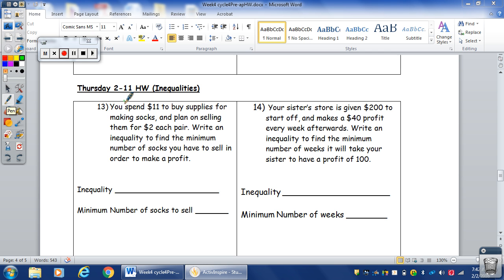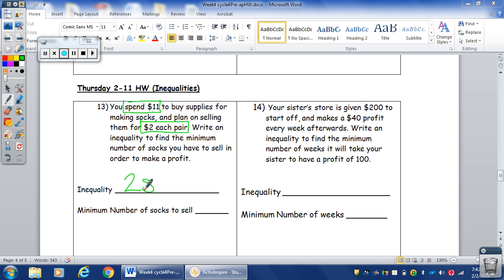Okay, that's important to know, to buy supplies for making socks. Okay, so you're gonna sell them for $2 each pair. So when I see the $2 each pair, I know that $2 per sock should be in my equation. And I made my variable S for socks.